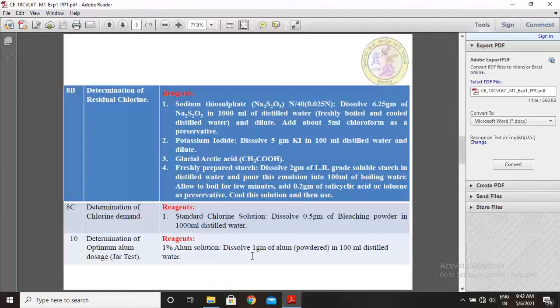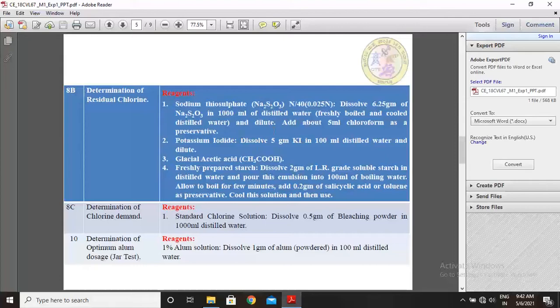Next, for the determination of residual chlorine experiment, these reagents are required. Sodium thiosulfate of N/14. Same steps as the above experiments. Dissolve 6.25 gram of sodium thiosulfate in 1000 ml of distilled water and dilute. Add about 5 ml chloroform as a preservative. Now it has become sodium thiosulfate solution.